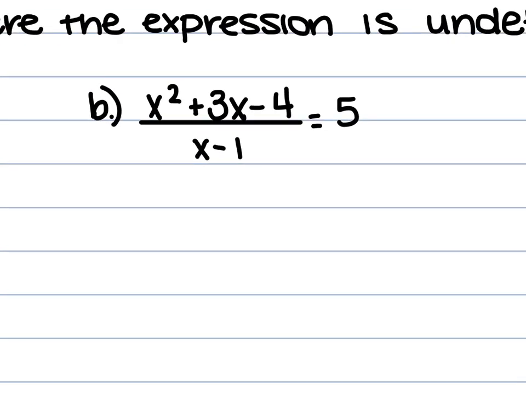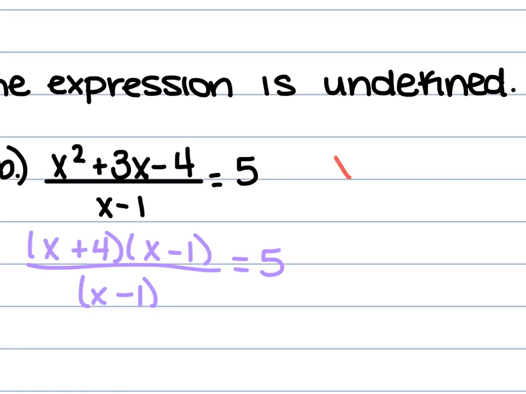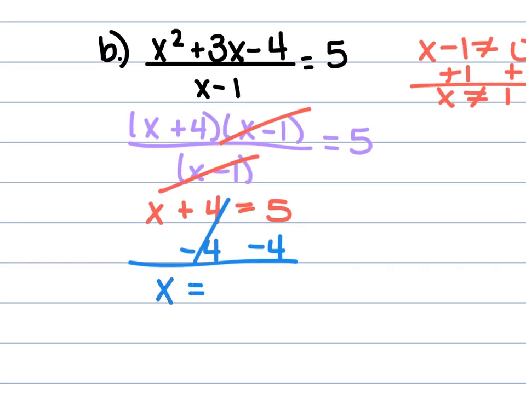For b, we have x squared plus 3x minus 4 over x minus 1 is equal to 5. So first start by factoring the x squared plus 3x minus 4. We can factor that to be x plus 4 times x minus 1 over x minus 1 is equal to 5. We know from the start, x minus 1 cannot equal 0. Add the 1, x cannot equal 1. So we are going to cancel out these x minus 1's, and then we have x plus 4 is equal to 5. Then we subtract the 4 from each side, and we get that x is equal to 1.